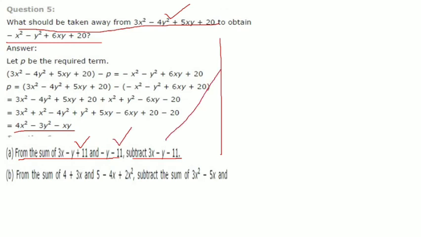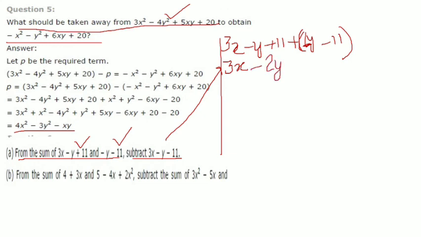So let us solve here. Take the sum: 3x minus y plus 11, and with this, minus y and minus 11. Firstly, we have to add it. So 3x, this is only one term, 3x. Minus y and minus y will give you minus 2y. 11 and this minus 11 will cut. So this is the sum we are getting.